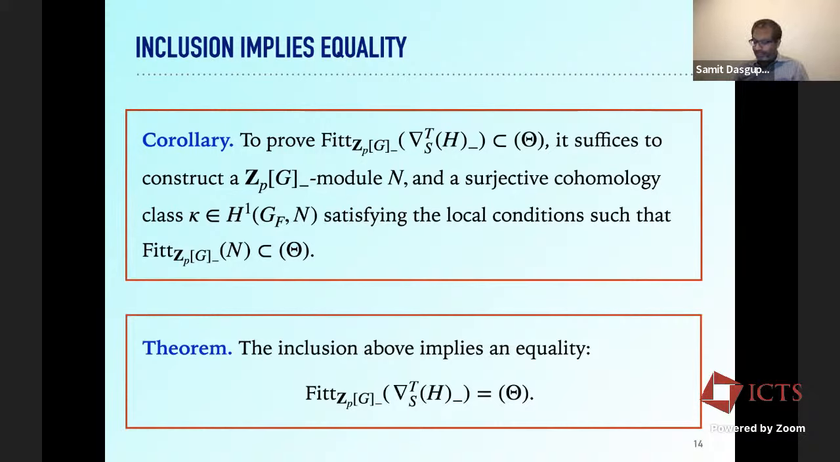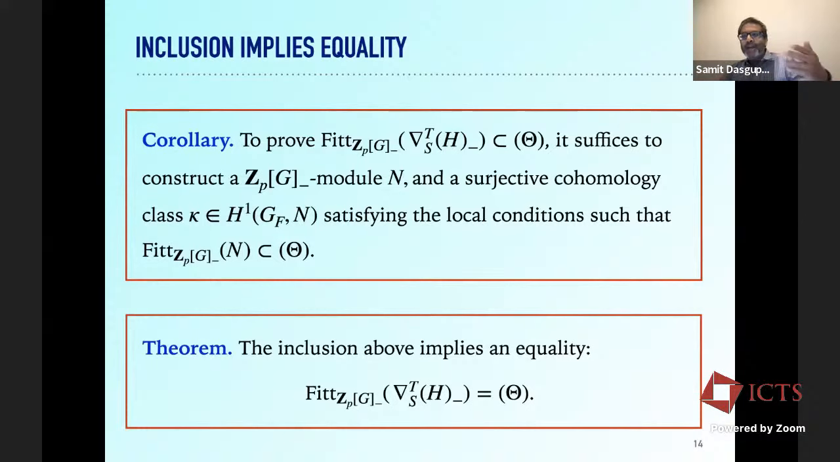So this was somehow a standard argument in Iwasawa theory when you're trying to prove some characteristic ideal is generated by some L function. It's often known that if you prove an inclusion of one in the other, then you in fact have an equality.